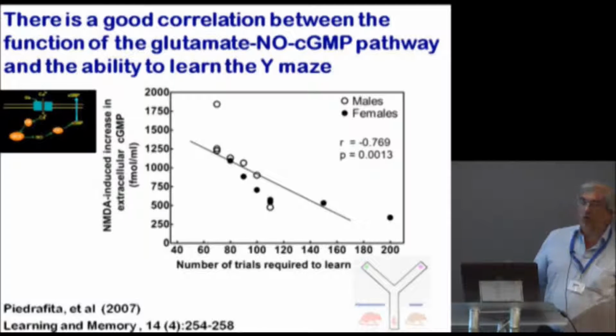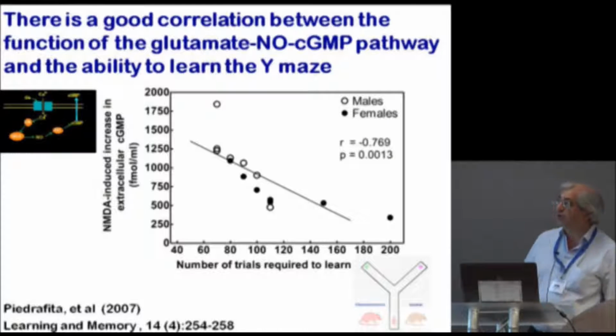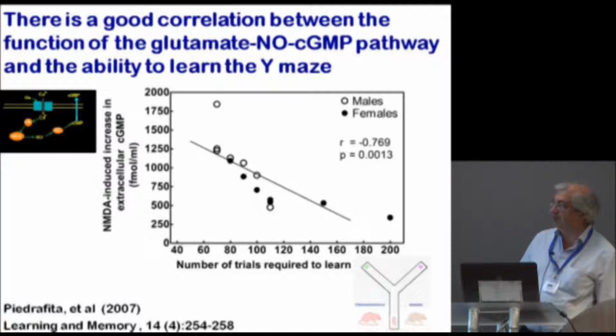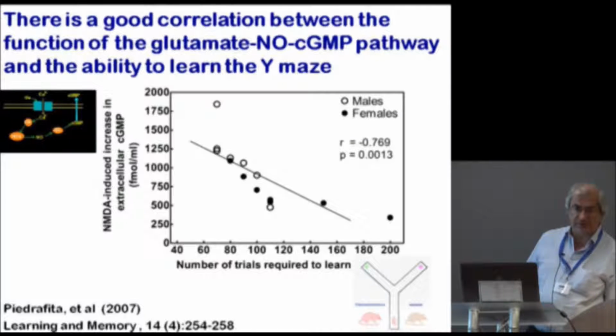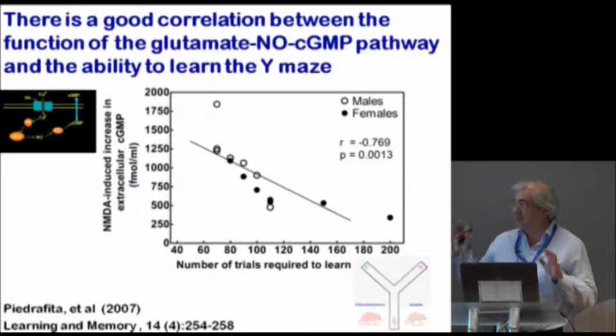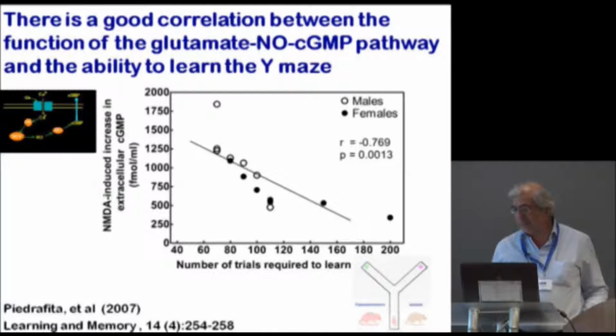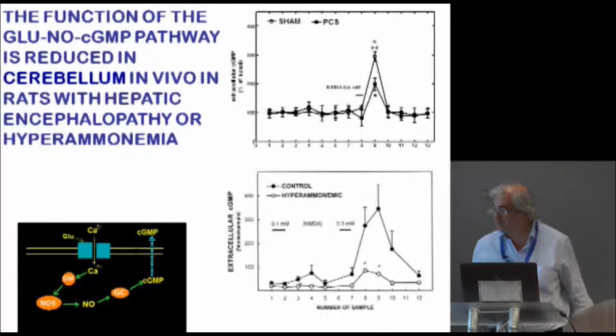And we have done these studies in many different situations, and there is a good correlation between the function of the pathway and the ability to learn the task. The higher the increase in cyclic GMP induced by NMDA, the lower the number of trials that the rat needs to learn the task. Therefore, the ability to learn this task is modulated by this pathway.